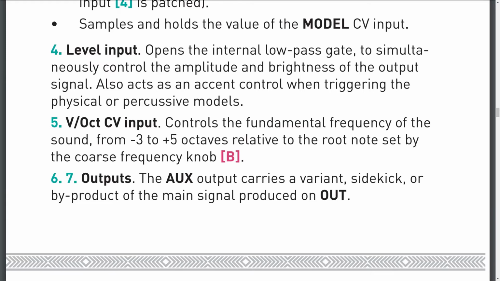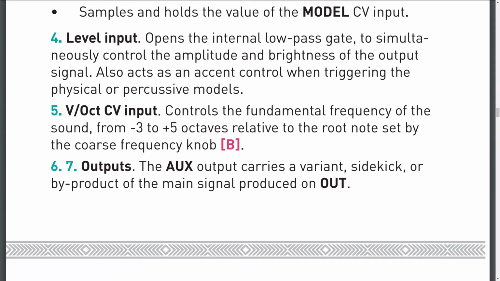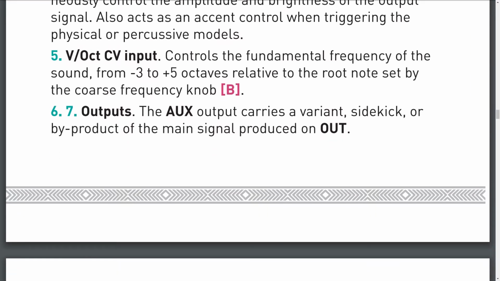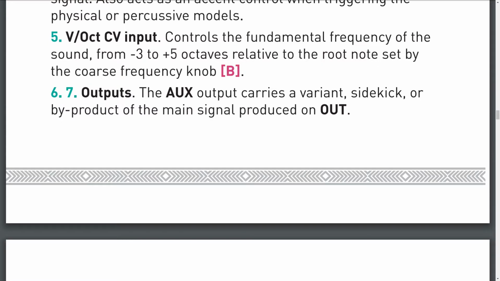4. Level input. Opens the internal low-pass gate to simultaneously control the amplitude and brightness of the output signal. Also acts as an accent control when triggering the physical or percussive models. 5. Volt octave CV input. Controls the fundamental frequency of the sound from -3 to +5 octaves relative to the root note set by the coarse frequency knob. 6, 7. Outputs. The aux output carries a variant, sidekick, or byproduct of the main signal produced on out.